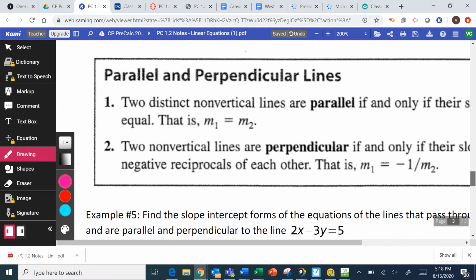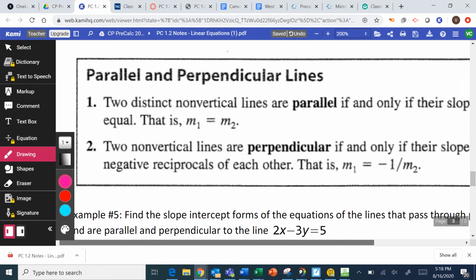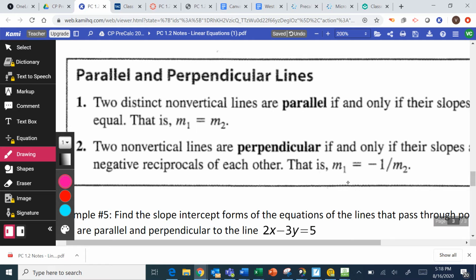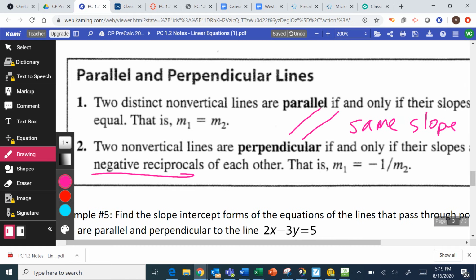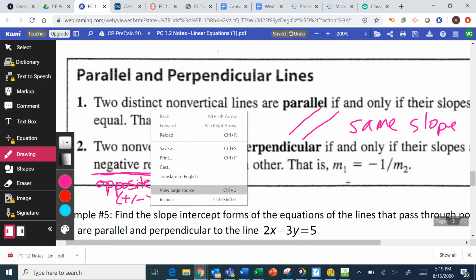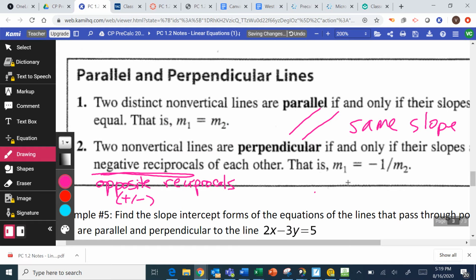All right, and then the last part of your first assignment is parallel and perpendicular lines. And this is a review from a long time ago, including geometry. We know that 2 lines are parallel if they have the same slope. And then 2 non-vertical lines are perpendicular if their slopes are negative reciprocals or opposite reciprocals of each other. So an opposite reciprocal, opposite means plus or minus, and then reciprocal, the reciprocal would be to flip your fraction.